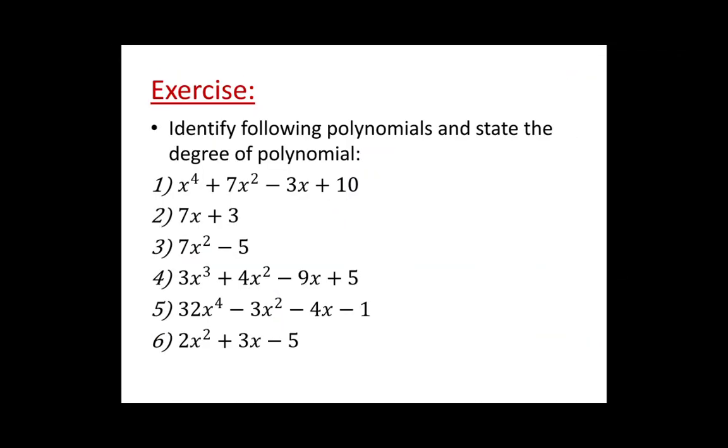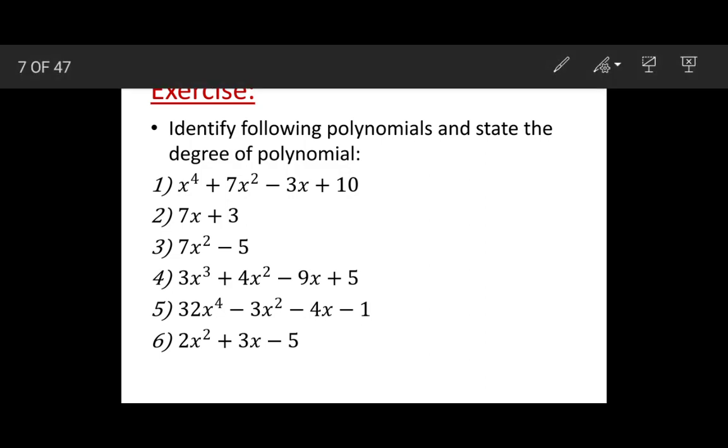So class, here is a sum for exercise. The question is: identify the following polynomials and state the degree of each polynomial. For the first, the highest exponent is 4, so the degree of the polynomial is 4. For the next, the variable is x and the highest exponent is 1, so the degree of the polynomial is 1.